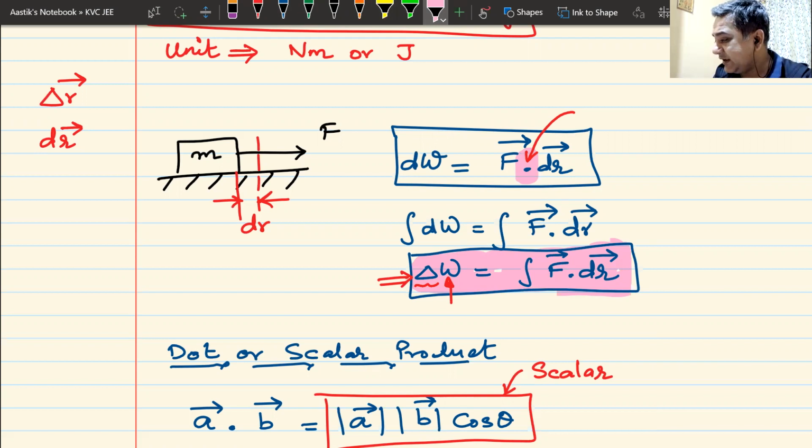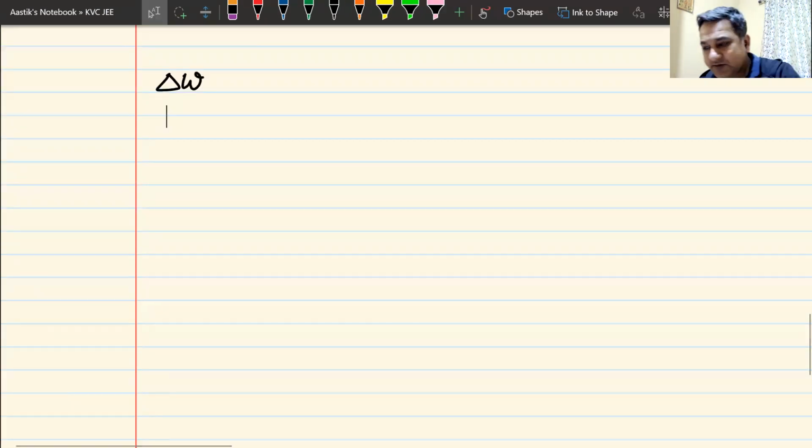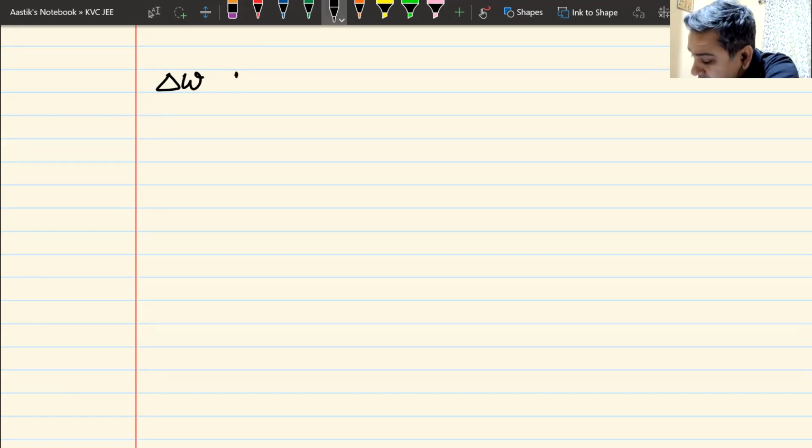So the next heading is work done by a constant force. Instead of work done, I will write delta W. I always write things in symbols so that the symbols become a part of your life and you get used to it. Work done delta W, and I have to tell you why I'm writing it as delta. That I will tell you in the next class. Delta W means work done by a constant force.